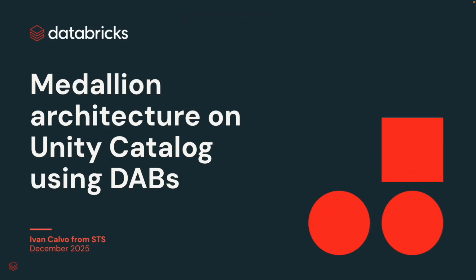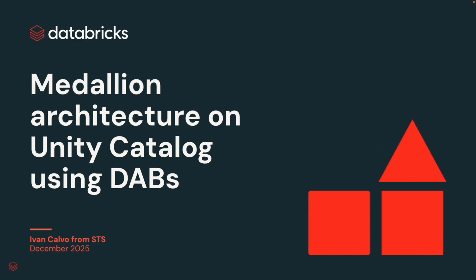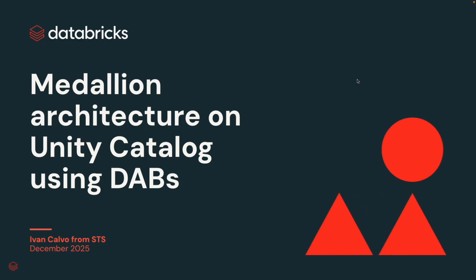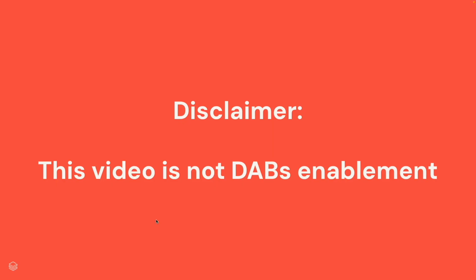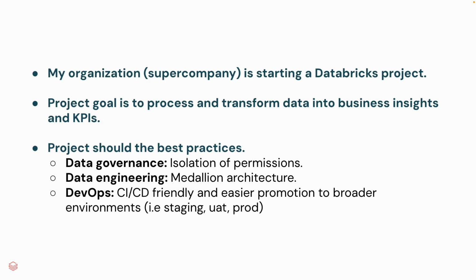Hello everyone, my name is Ivan, and in this video I'm going to show you how to deploy a Medallion Architecture Pipeline on Unity Catalog using Databricks Asset Bundles. So let's get started. An important disclaimer: I am not going to teach you DABs in this tutorial. I'm just going to show you how to use DABs and deploy on a workspace using an existing repo, right?